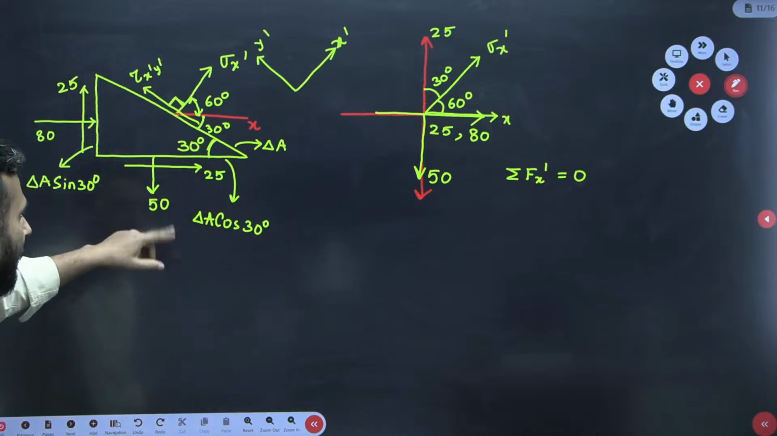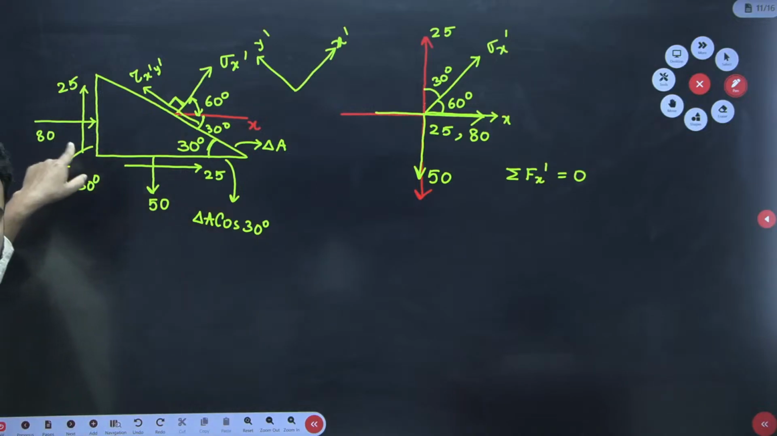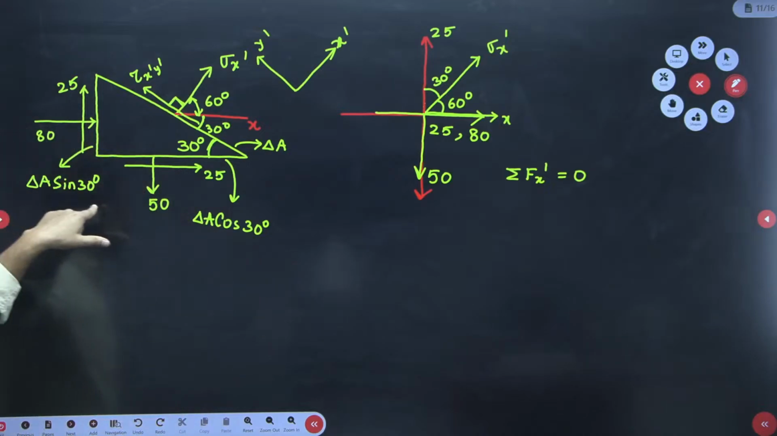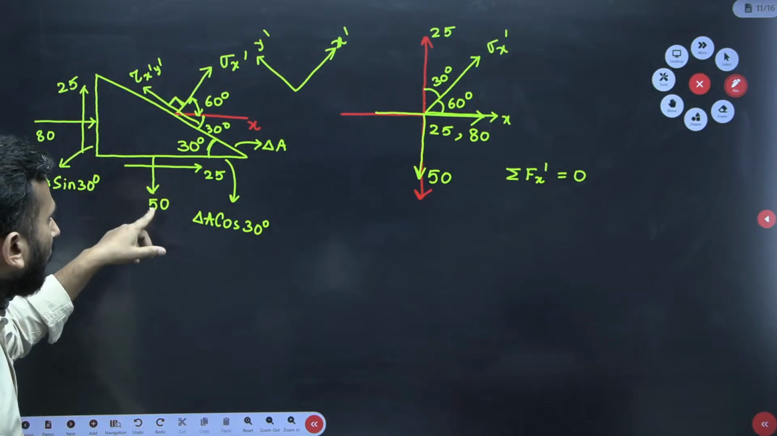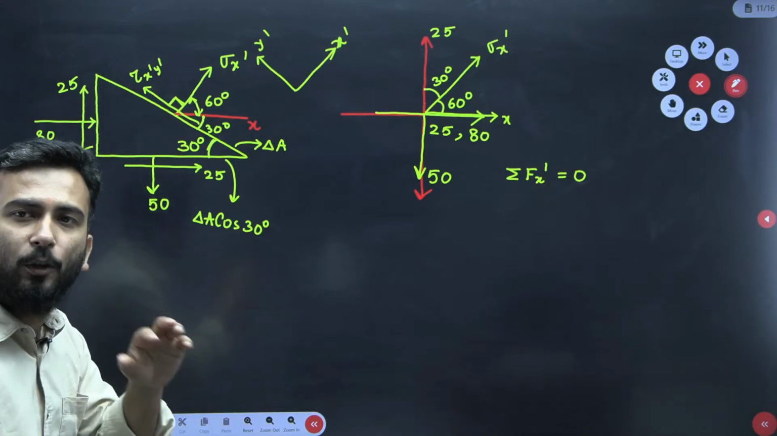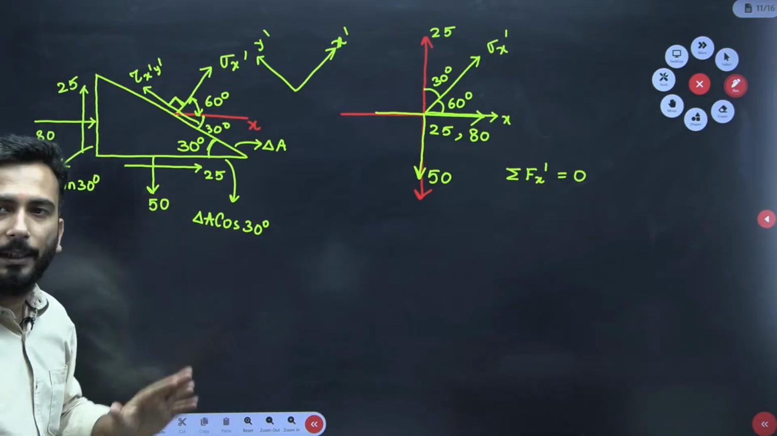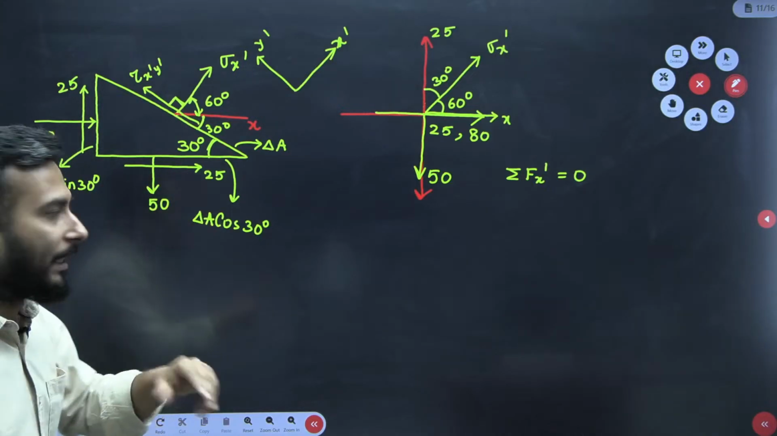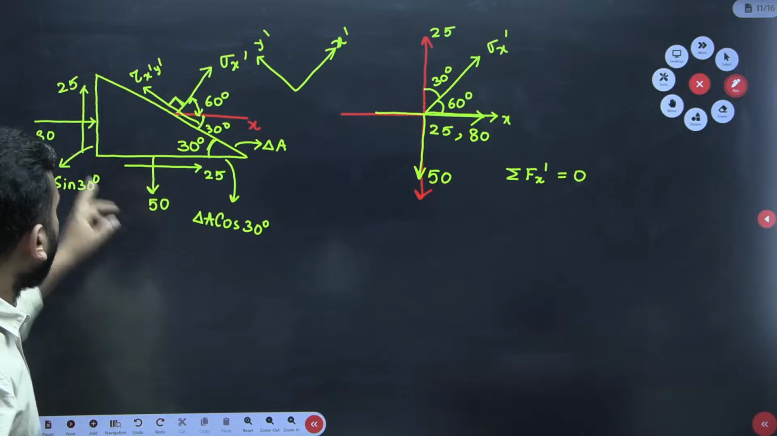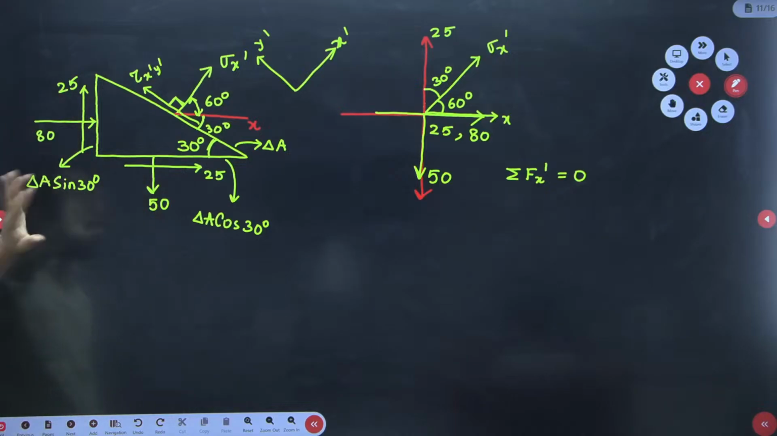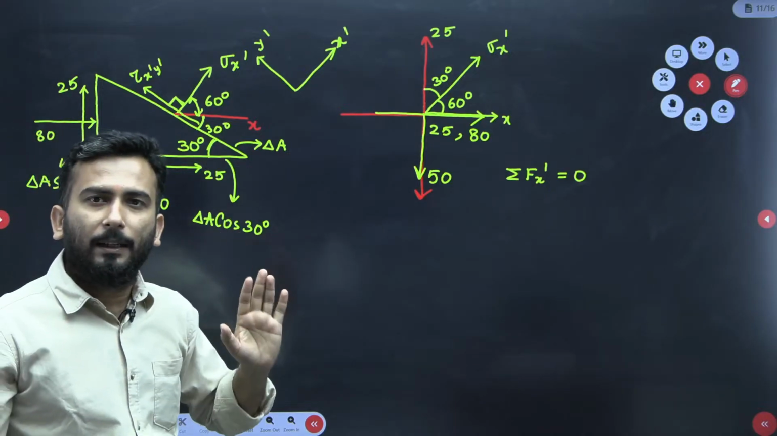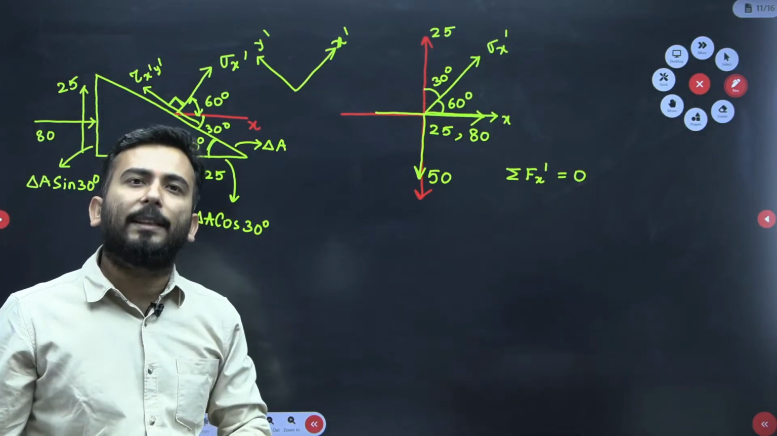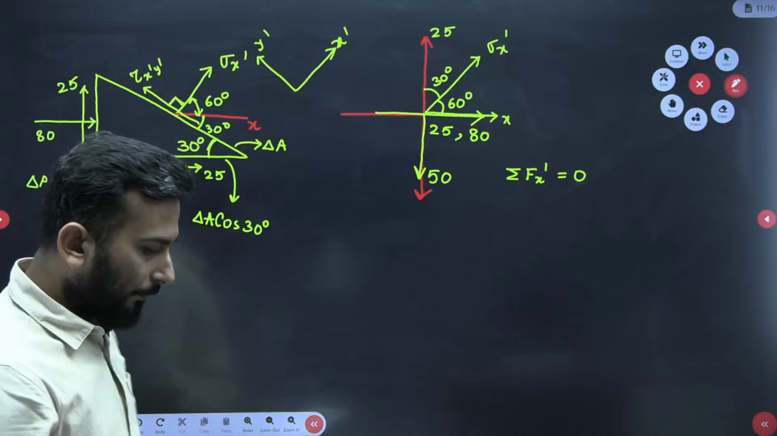For example, if I ask you on which area this 80 compressive stress is acting, you will say, sir, delta A sin 30. If I ask you on which area this 50 tensile is acting, delta A cos 30. This 25 shear stress is acting on delta A cos 30, and this shear stress on delta A sin 30. Done. And its component you have to take in the sigma x dash direction. That's it.